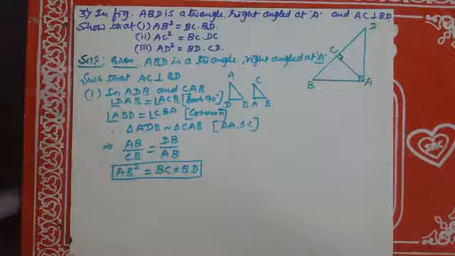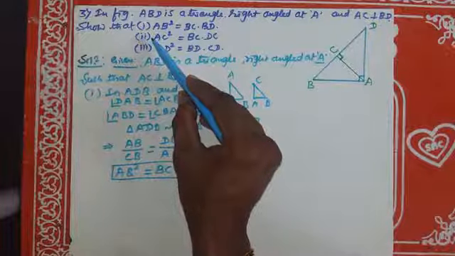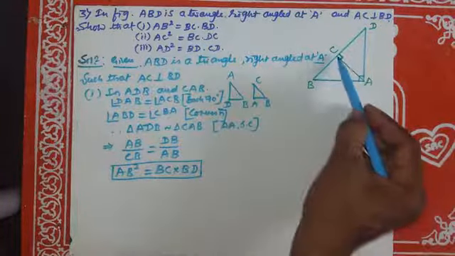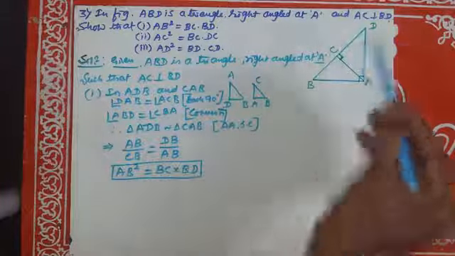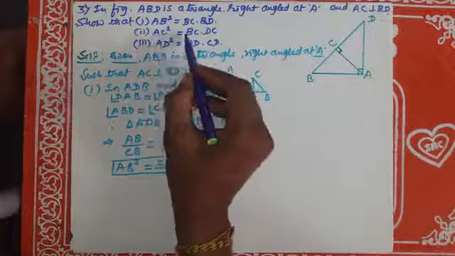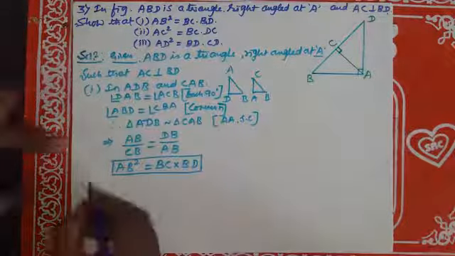Okay. Now let us discuss the second one. What is the second one here? AC square is equal to BC into CD, or BC into DC. Now let us prove that AC square is equal to BC into DC. Second one.